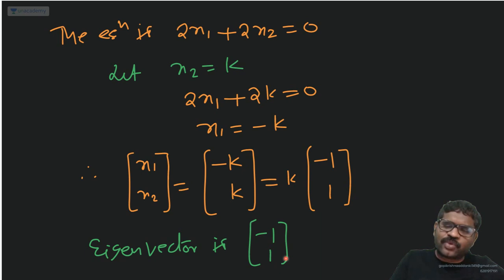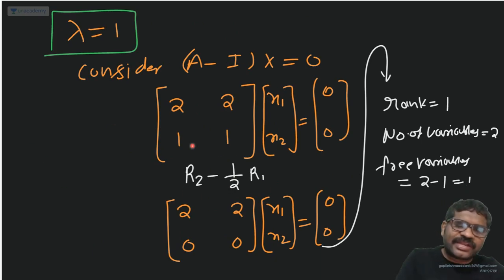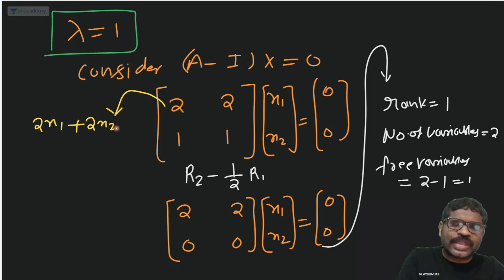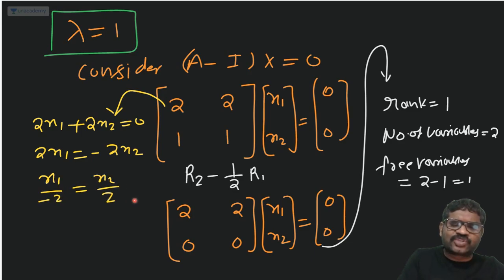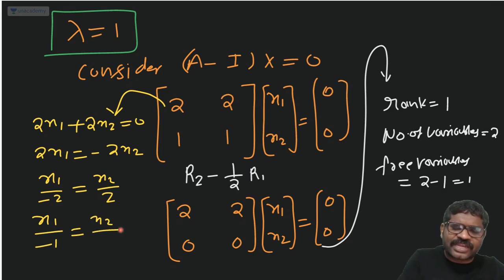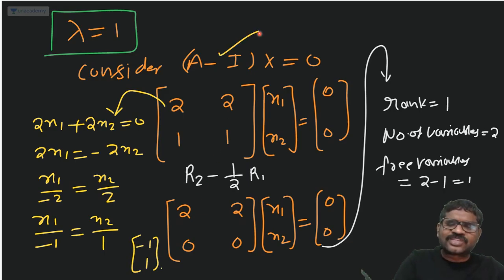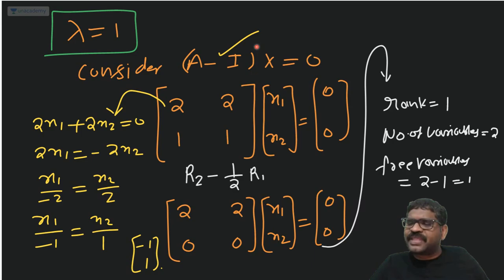Corresponding to eigenvalue 1, similarly, you can apply the trick. 2x1 plus 2x2 equal to 0. 2x1 equal to minus 2x2. x1 by minus 2 equal to x2 by 2. After cancellation, x1 by minus 1 equal to x2 by 1. Therefore, the eigenvector is minus 1, 1. Corresponding to eigenvalue 1, the eigenvector is minus 1, 1.